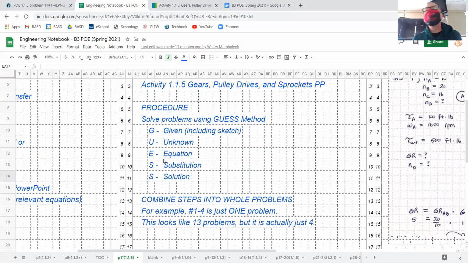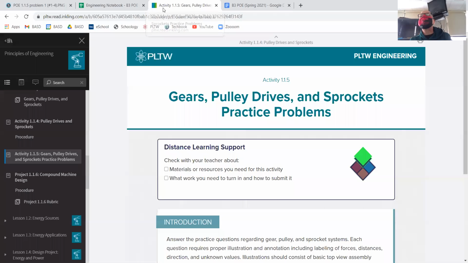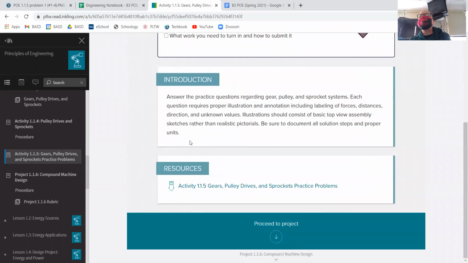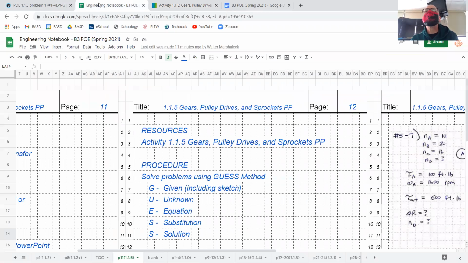Ethan, are we good? Okay. And then the resources from this assignment, remember, that is just the document, and you actually don't even need that because I put it in the Schoology course page. Remember that. Okay, we'll come back to that.